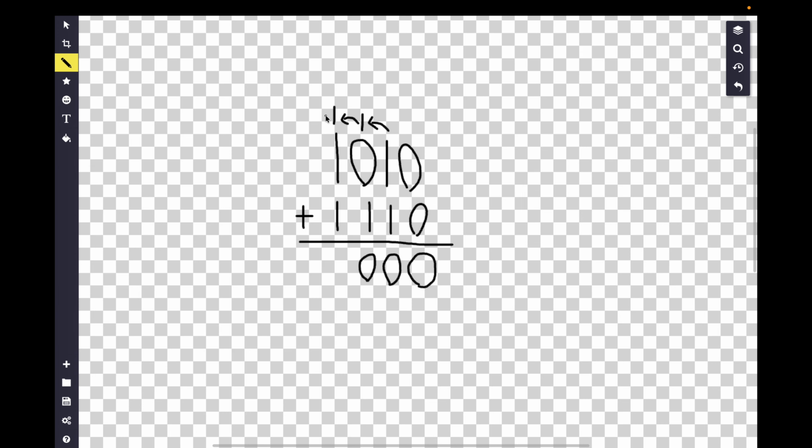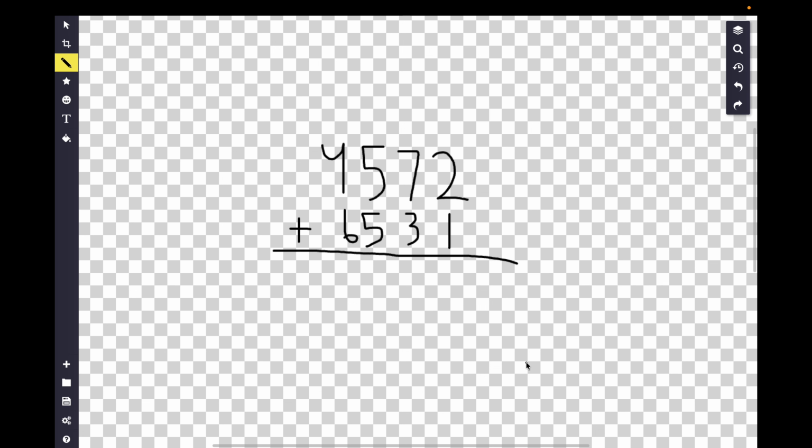This time we have 1 plus 1 plus 1, and that is equal to 3. So this time our answer is going to be 1 because 3 minus 2 is 1. Then we finally carry our leftover 1 over here. And our final answer is 11000 base 2. Now let's do an example in base 8.